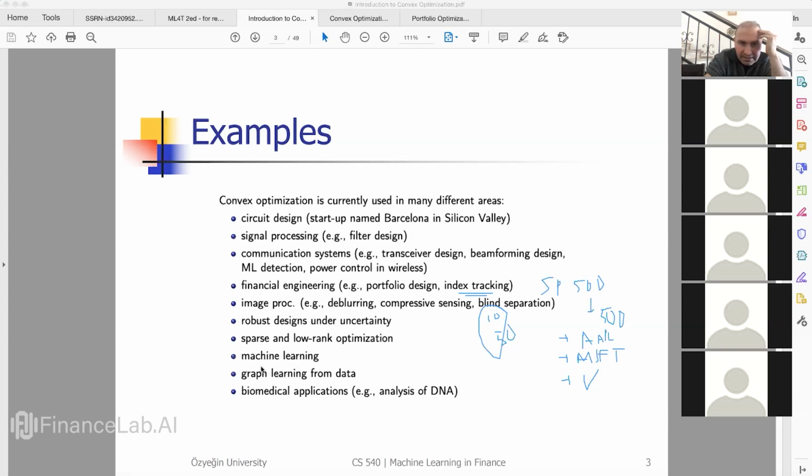There are also applications in machine learning. For instance, convex optimization is used in support vector machines. Most of the algorithms that we have seen, like the maximum likelihood estimator, the least squares estimator, and other estimators, are expressed in machine learning as optimization problems. There are other examples as well, like biomedical applications, robust design under uncertainty, and image processing. But here we'll be mostly interested in the financial engineering examples.